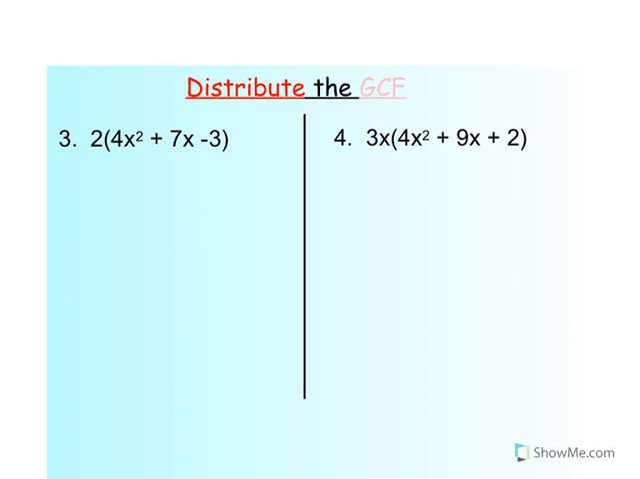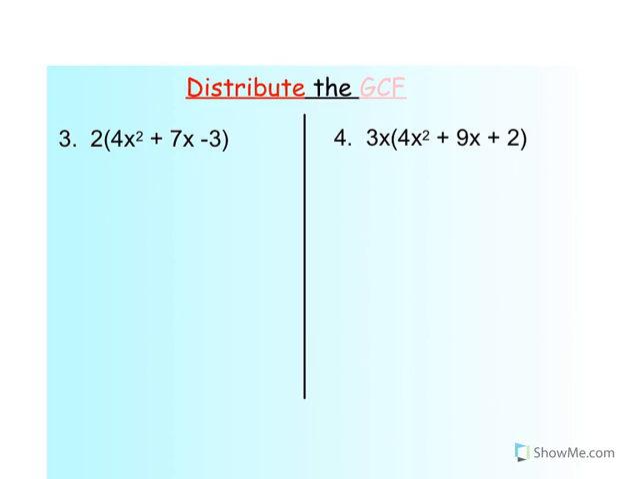Now, let's look at what distributing is. Distributing, which is multiplying, is the opposite of pulling out the greatest common factor. So I quickly want to make sure we remember how to distribute, because distribution is how we're going to check ourselves in just a few moments.